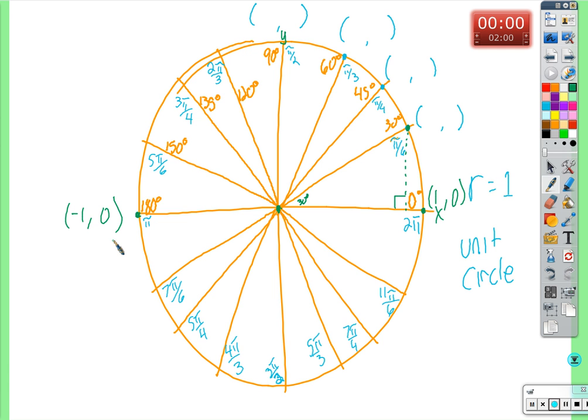For 30 degrees, if you remember our discussion the other day about sine, cosine, tangent of 30, 45, and 60 degrees, you might not be surprised to find out this is the square root of 3 over 2, and this is 1 half. This point is at square root of 2 over 2, square root of 2 over 2.